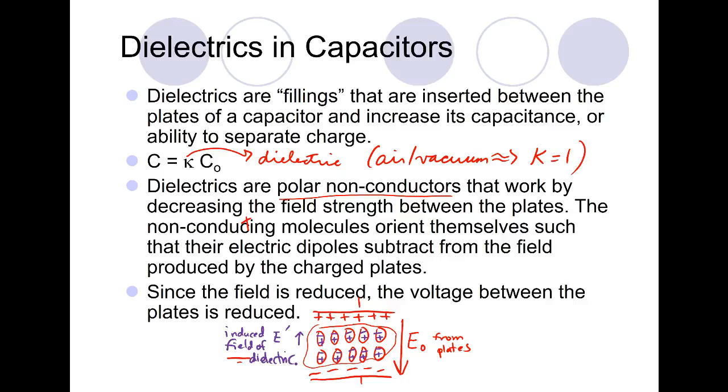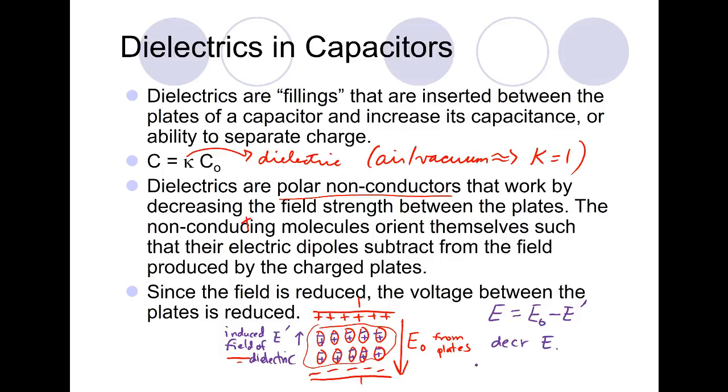Well, what's the result of this? The total field, E, that we end up with is basically the vector sum of those, but since they point in opposite directions, it's going to be E naught minus E prime. And what this does is decrease E. So the electric field of the capacitor overall is decreasing.